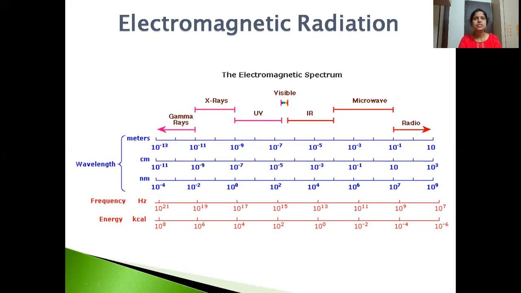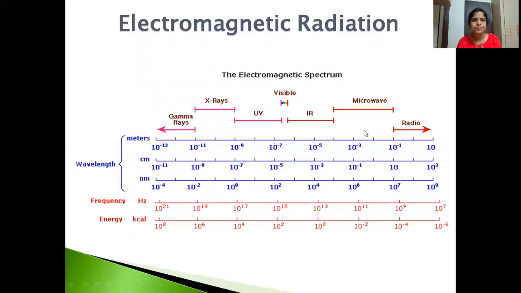With the formula E is equal to h nu, or hc by lambda, energy is inversely proportional to the wavelength. So radio waves are less energetic and have higher wavelength. They also have lower frequency, because E is equal to h nu, so E is directly proportional to the frequency. So radio waves have less frequency and less energy, whereas the wavelength is more when compared to all the other rays.